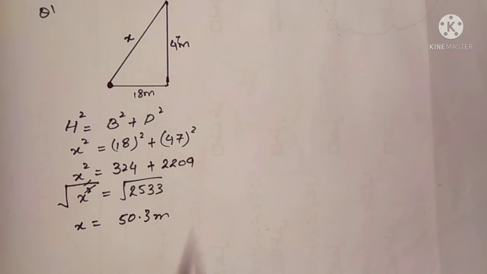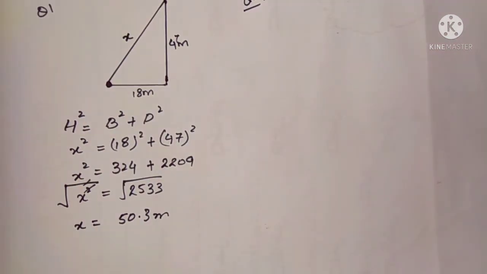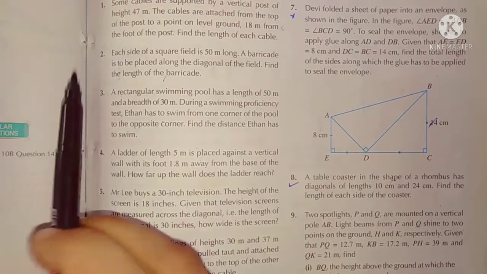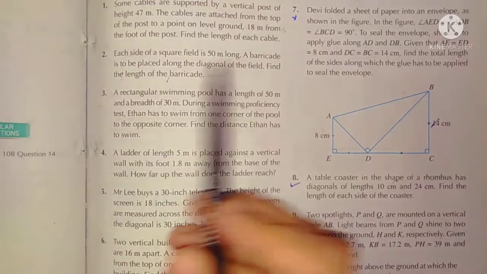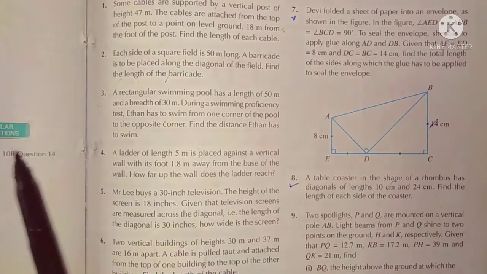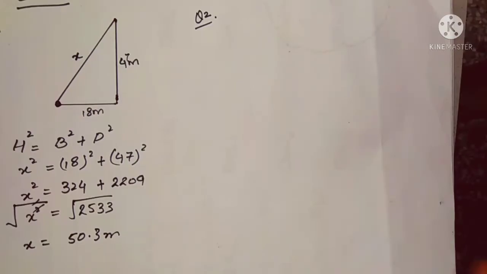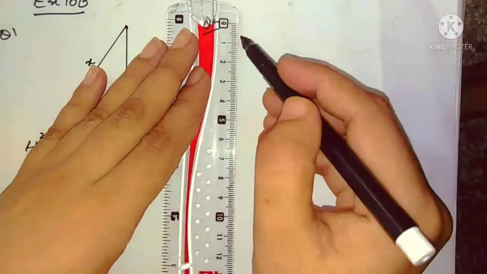Okay, so question number 2 is, let me show you the question. Each side of a square field is 50 meter long. A barricade is to be placed along the diagonal of the field. Find the length of the barricade. So let's do it. In question number 2 they are saying that each side of the square field is 50 meter long. So first you have to draw the field, which is in the shape of a square.